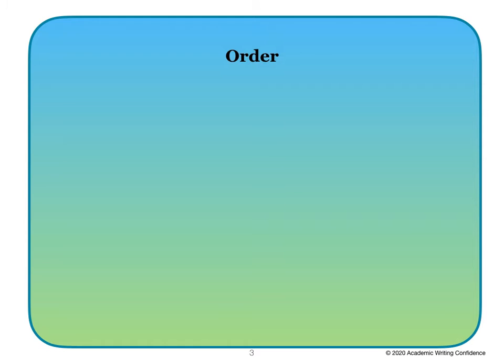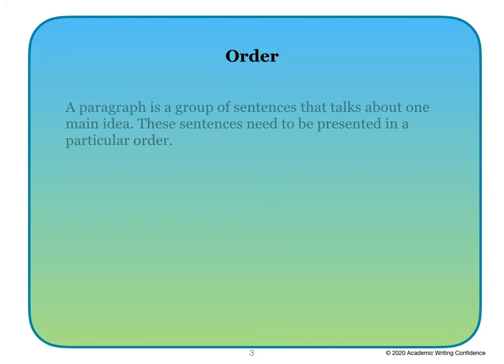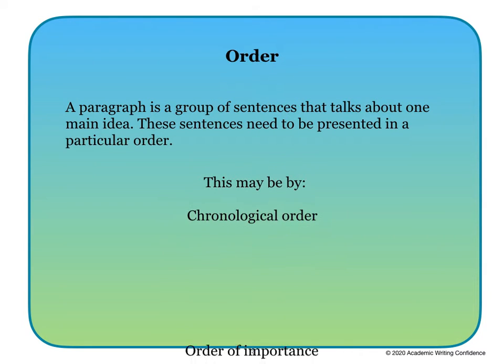First, let's talk about what we mean by order. A paragraph is a group of sentences that talks about one main idea. These sentences need to be presented in a particular order. This may be by chronological order, order of importance, or logical order. Let's look at each one of these in more detail.